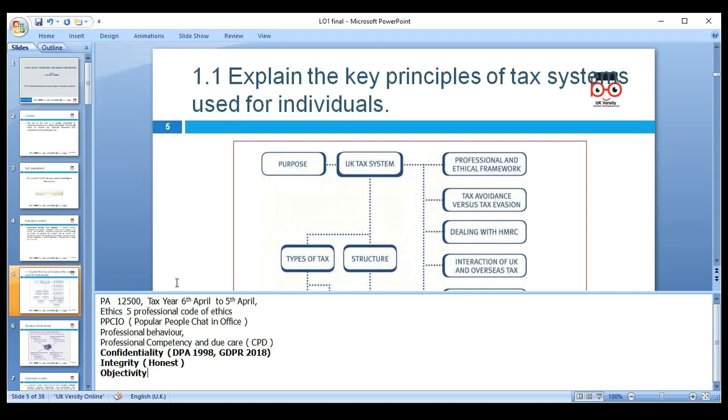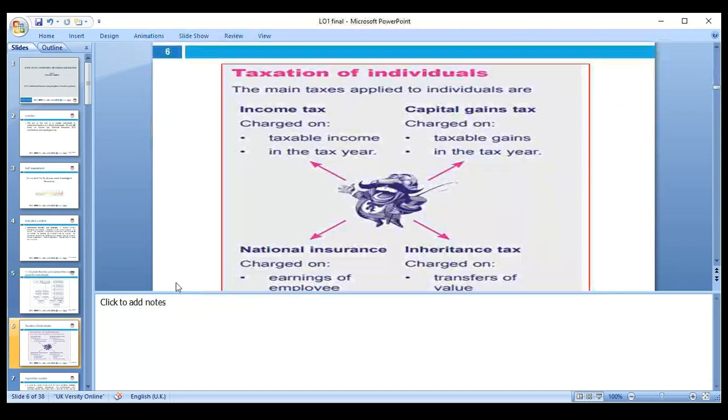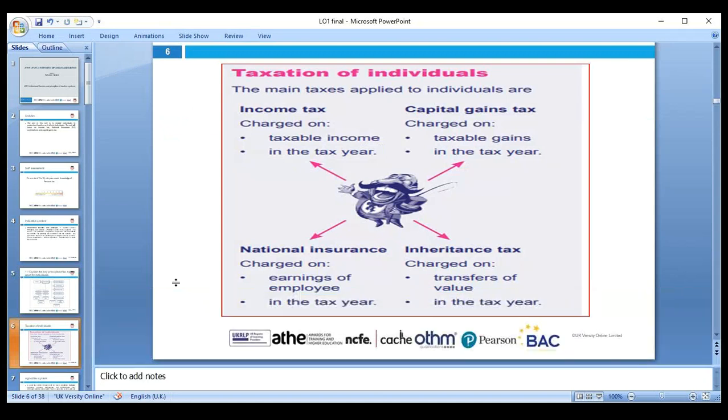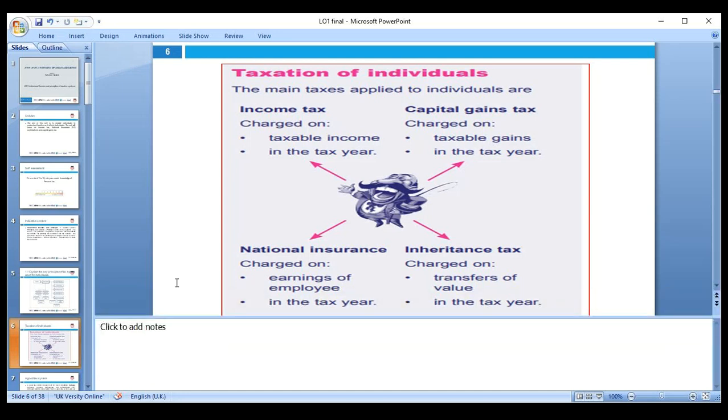Any question? No. So, the five professional codes of ethics, and within the rules we also have to keep in mind. Okay. So this is all about that. And then when we deal with taxation of individuals, we have income tax, capital gains tax, inheritance tax, and national insurance. That all comes under individual tax. Okay. So do we know in inheritance tax how much is the limit?